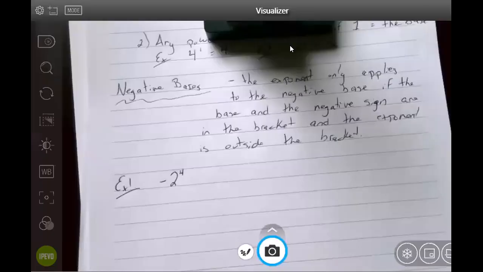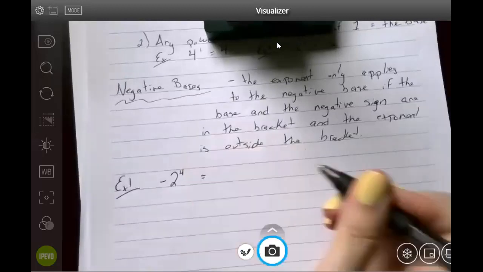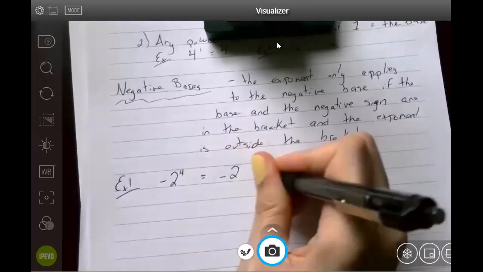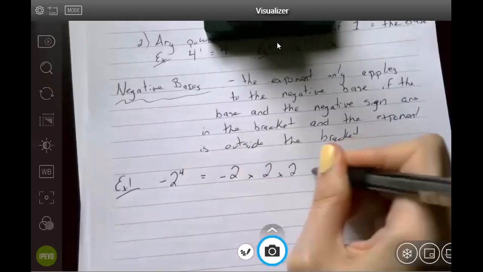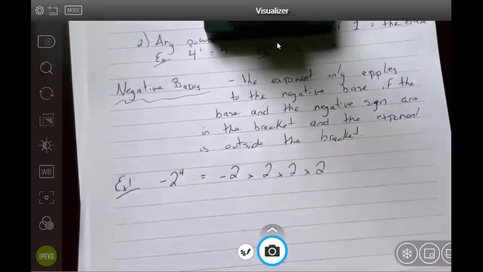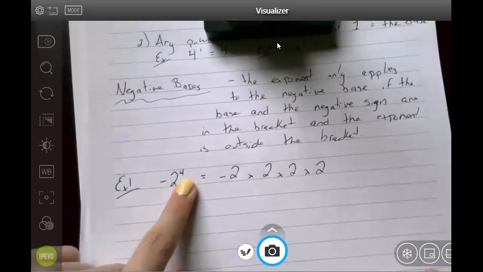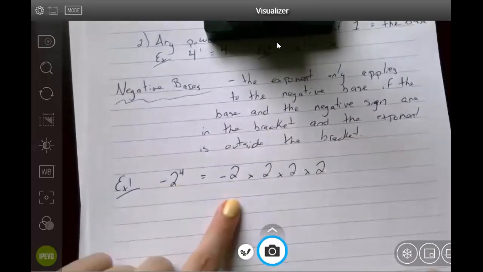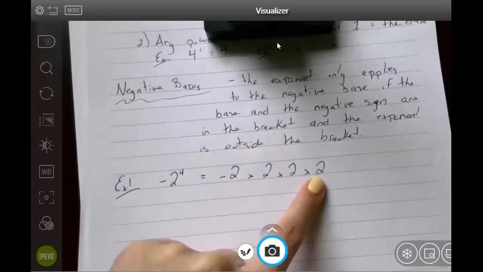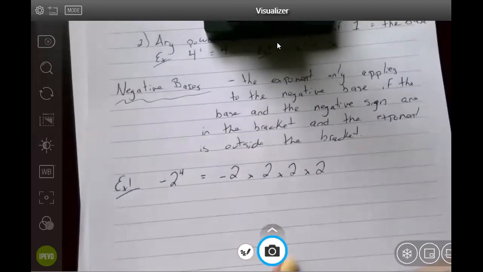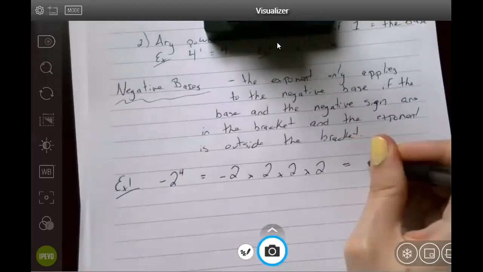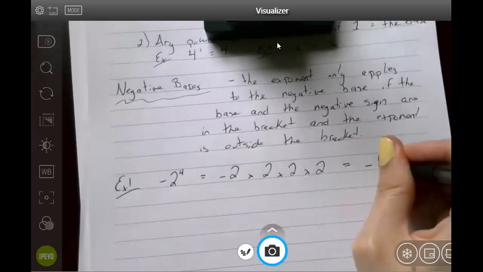Okay, so if you have negative 2 to the power of 4, what that means is that you have negative 2 times 2 times 2 times 2. So because the negative 2 is not separated from the exponent with some brackets, that negative sign only goes with the first 2. The other 3 2's do not have a negative sign with them. And so what that would end up equaling is negative 16.